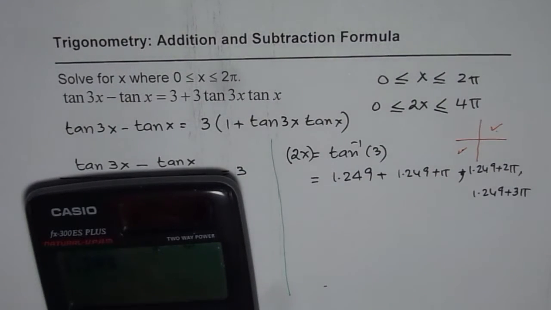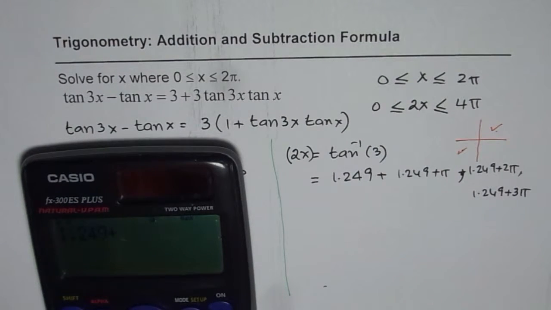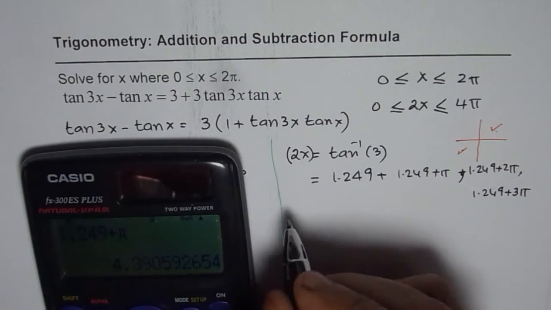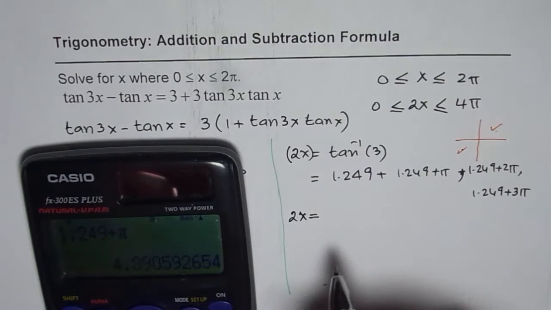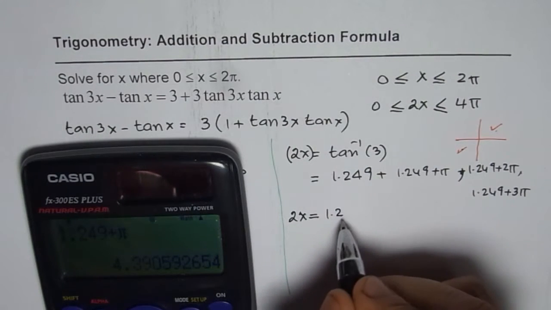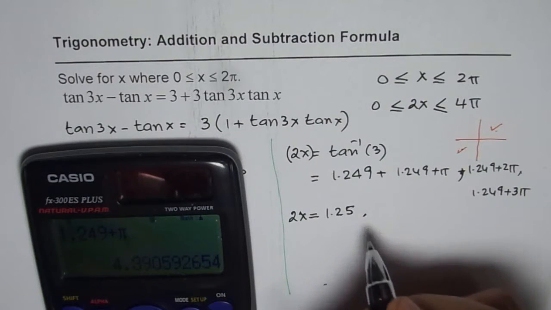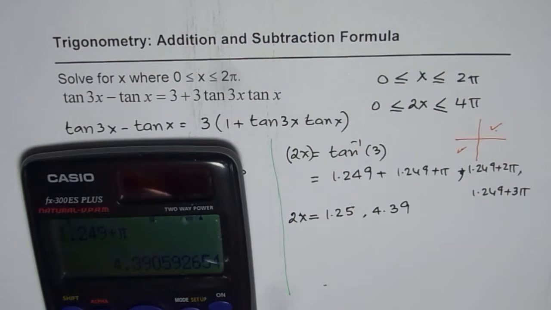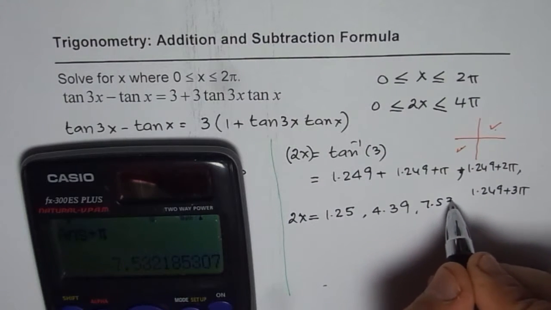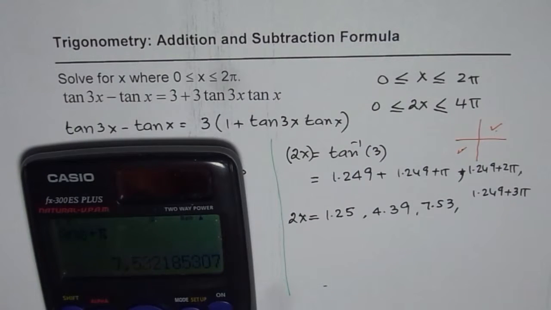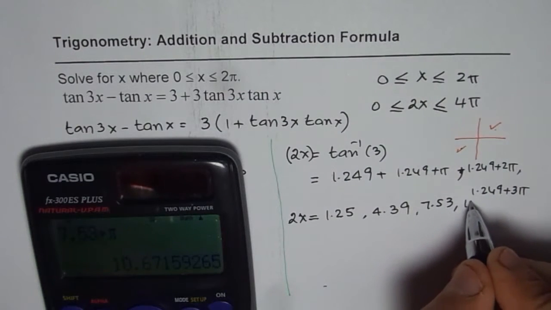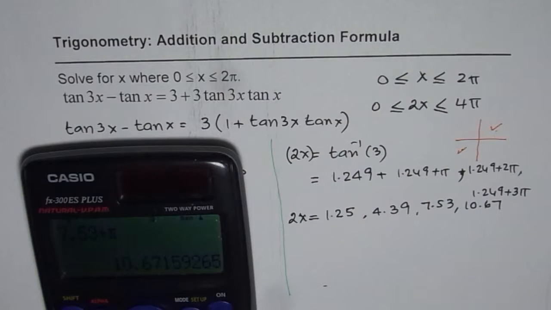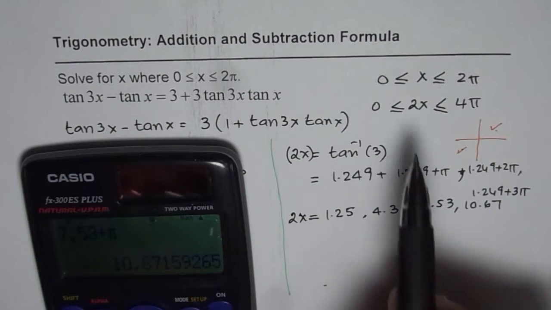So we have 1.249 plus pi, which equals 4.39. So the possible values for 2x are: one is 1.25, let me round it, right? The other one is plus pi, which is 4.39, and then we'll add pi to this. So we get 7.53. I'm rounding to 2 decimal places, and then we will again add pi to 7.53. You could add 3.14 and also get the rest of the answers, right? So we get 10.67. So these are the values which 2x could have in the domain 0 to 4 pi.